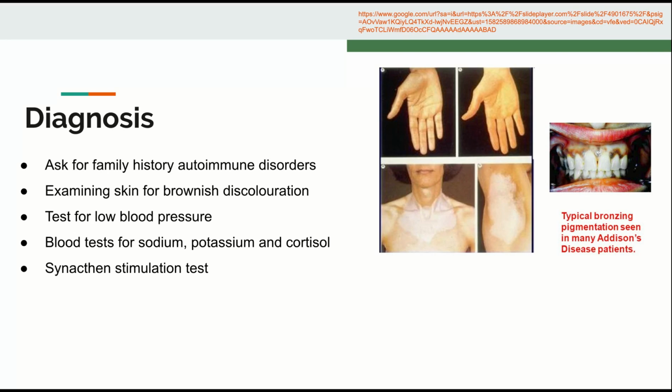A synacthen stimulation test uses synacthen, which is a synthetic copy of ACTH. When synacthen is given, the adrenal glands should release cortisol and other steroid hormones into the blood. A blood sample will be taken and tested for cortisol before an injection of synacthen is given in the arm. Further blood samples will be taken after 30 minutes and after 60 minutes. If the ACTH level is high but the cortisol and aldosterone levels are low, this usually confirms Addison's disease.